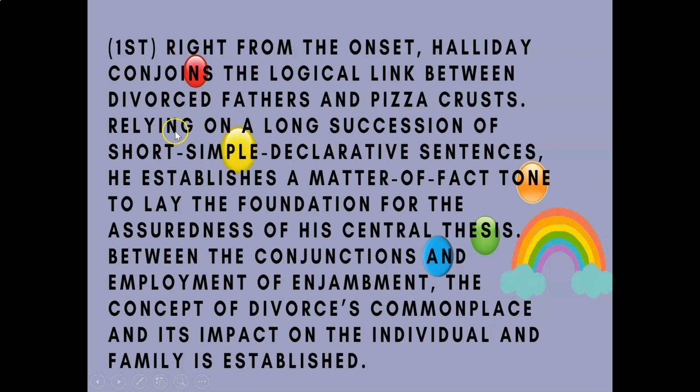Second sentence, relying on a long succession of short, simple declarative sentences, he established a matter-of-fact tone to lay the foundation for the assuredness of his central thesis. Syntax is going to be the yellow Skittle. So short, simple declarative sentences. Tone is going to be orange, and then thesis or theme is going to be green. Well, I have a third sentence. I'm going to go really big into this. Between the conjunctions and employment of enjambment, the concept of divorce is commonplace, and its impact on the individual and family is established. So for the conjunction and the enjambment, I got a blue Skittle.